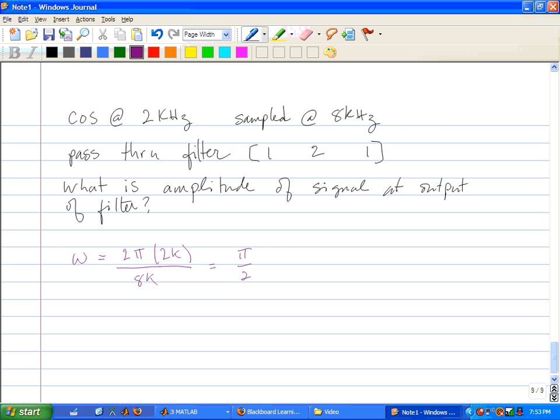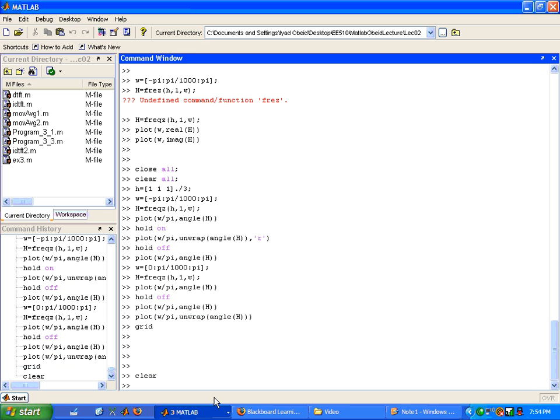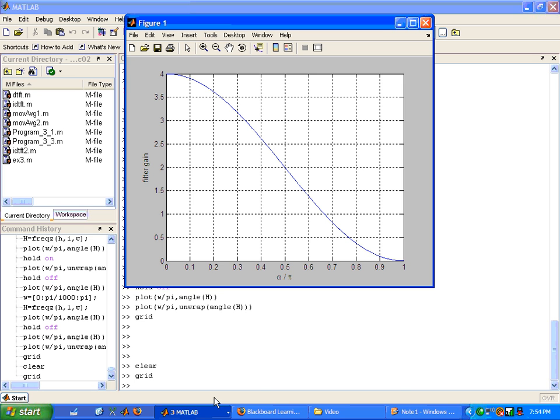Good, right? So now we know. Now at least we know what the digital frequency of the signal is that we're dealing with. So now let's come back to the figure. Let me throw a grid on here so we at least have a better look. Grid. All right.